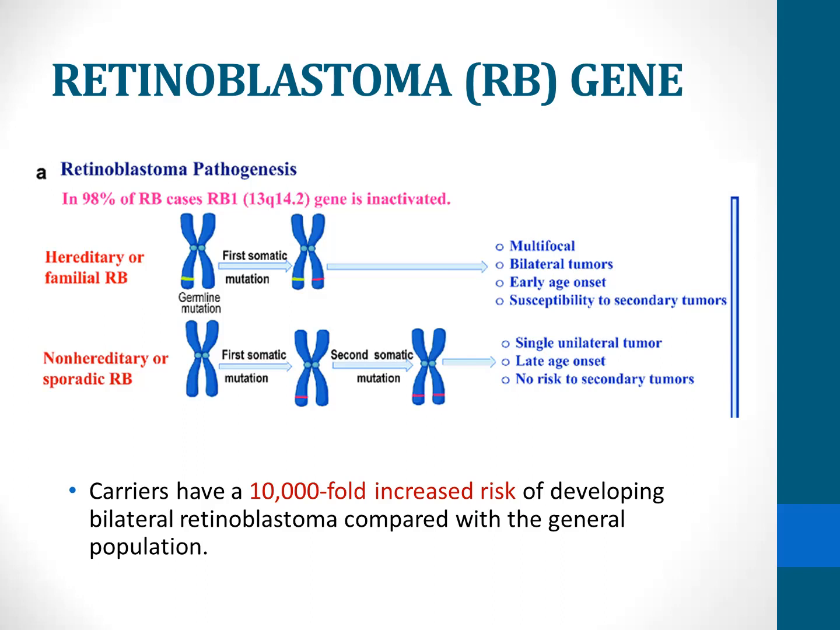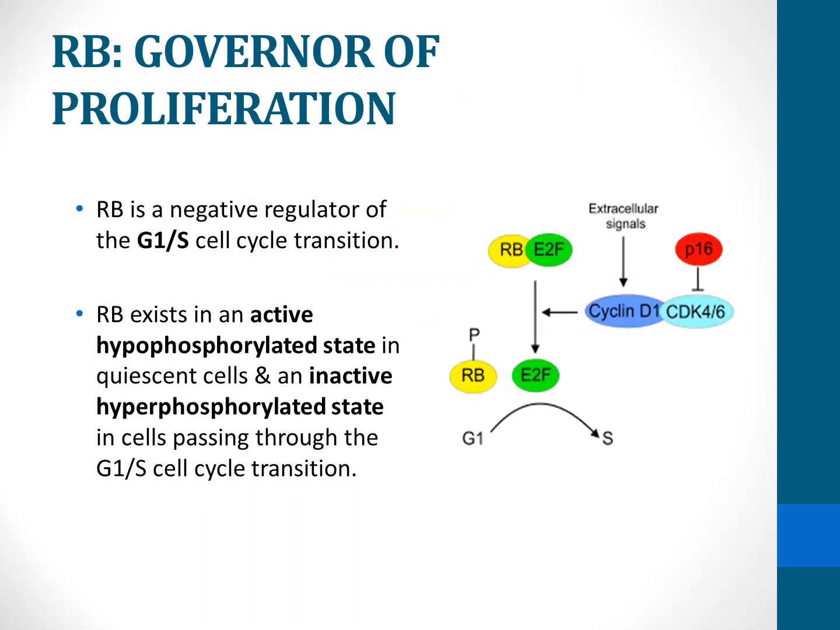So carriers of the retinoblastoma mutated gene have a 10,000-fold increased risk of developing bilateral retinoblastomas compared with the general population. The retinoblastoma gene is the governor of proliferation, and it is a negative regulator of the G1 to S cell cycle transition. So there is a checkpoint in the cell cycle called G1S, and this is the place where the retinoblastoma gene acts.